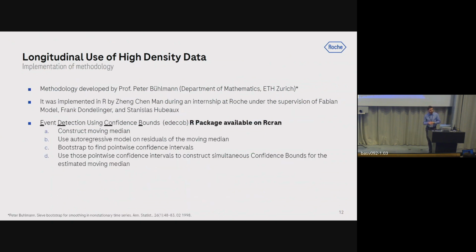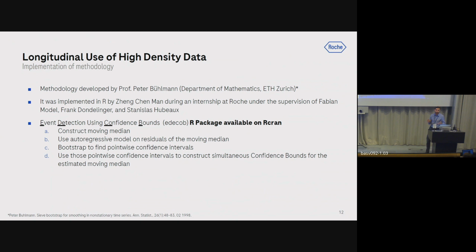Mathematically, how did we do this? Well, it's a methodology that was developed by Professor Peter Bühlmann. He's a professor at ETH, the Swiss Institute of Technology in Zurich. And we had one of his students, Zheng-Chen Man, who implemented this methodology into an R package during an internship. The R package is available to all of you. You just type EDCOB on CRAN and you will have access to the package. EDCOB stands for Event Detection Using Confidence Bands.